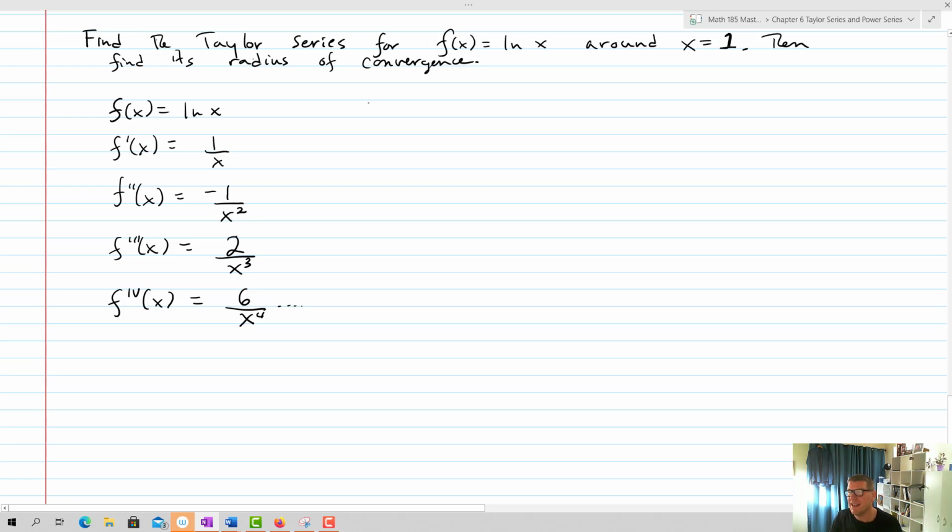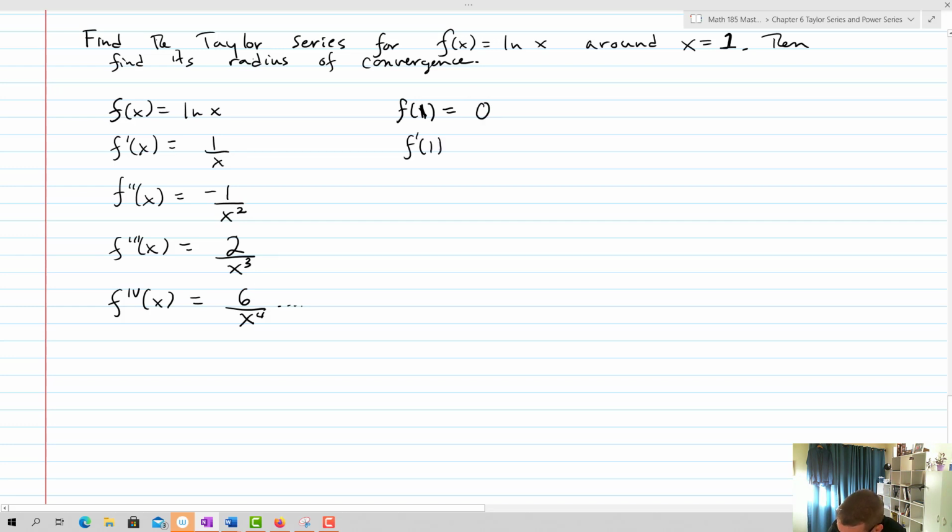Now, it makes sense for us to not try and find the Taylor series for f of x equals natural log of x around x equals 0, like the Maclaurin series, because natural log of 0 is not actually defined. So we wouldn't be able to find that, but we can find it for 1. So we'll first find f of 1, which is going to equal 0.